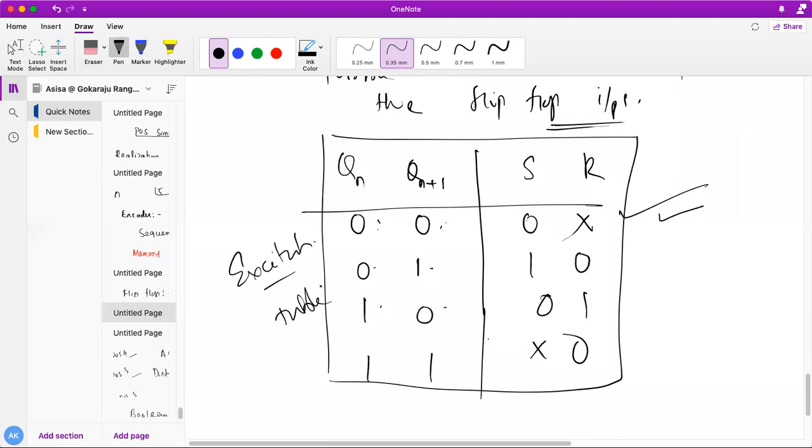Any doubt on this, students? For today, this much only. Any doubt on this? Please let me know immediately.